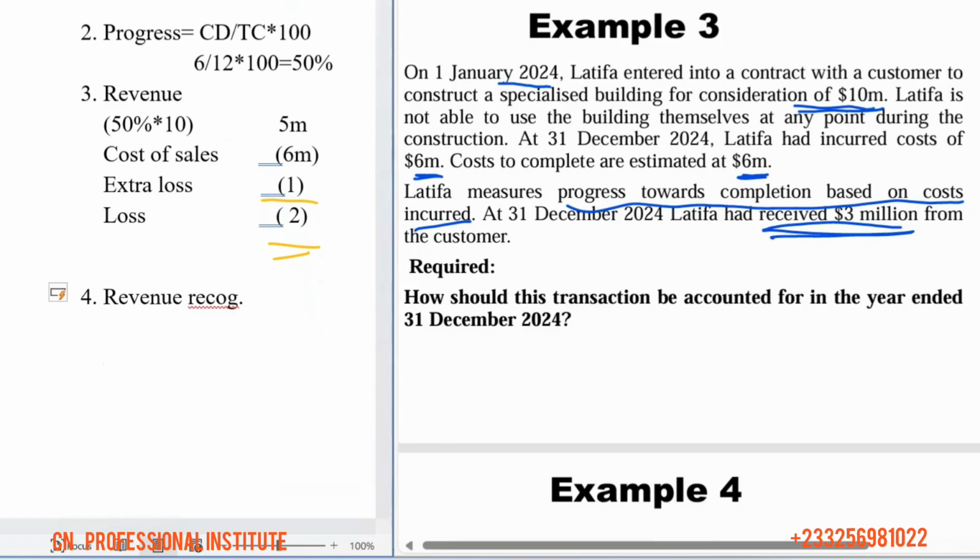How much have we recognized for the first time? 50 million. And the revenue recognized is to date, not revenue recognized for only 1 year. So from the time you started recognizing revenue in your books, how much have you recognized so far? 5 million. Are you getting it from here? The P&L account, the 5 million.